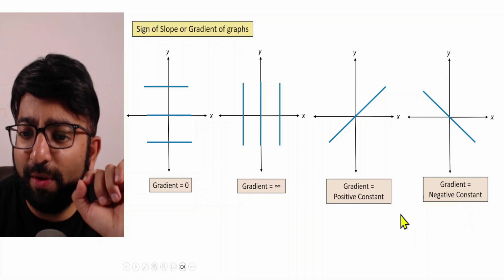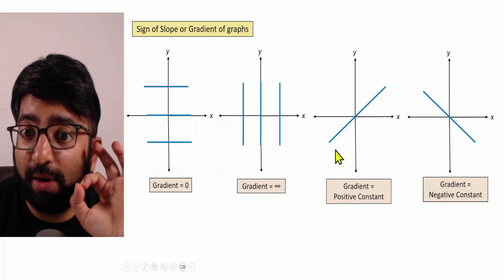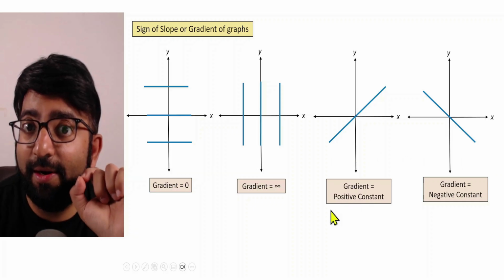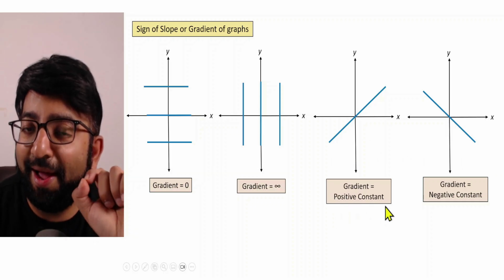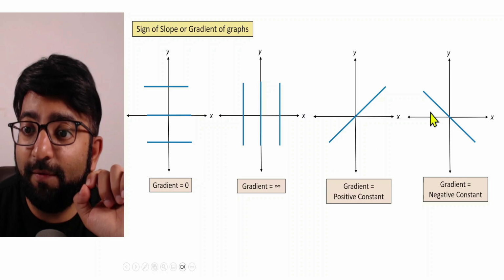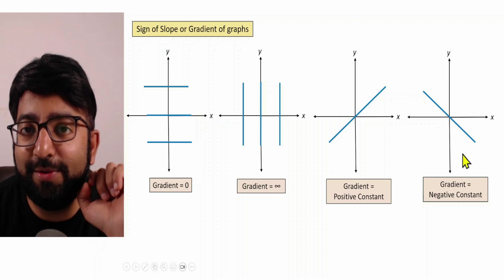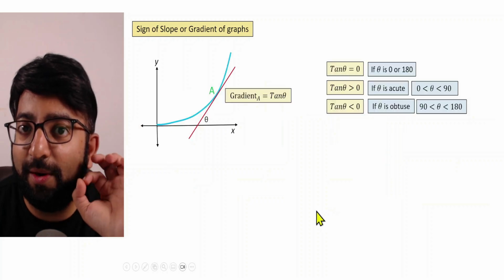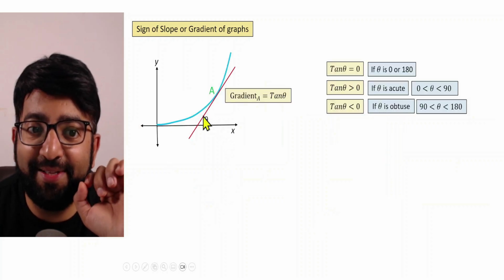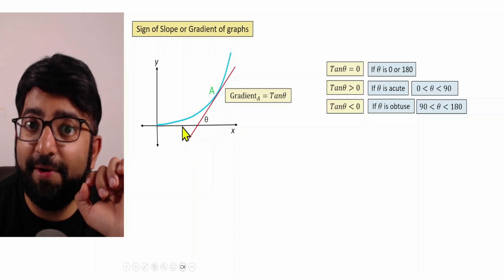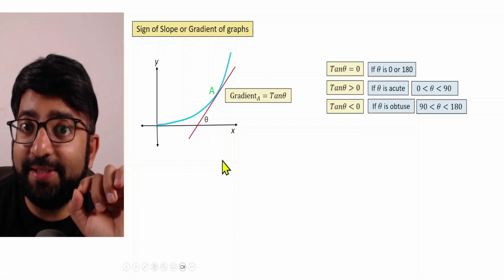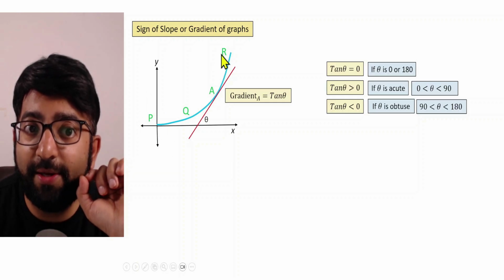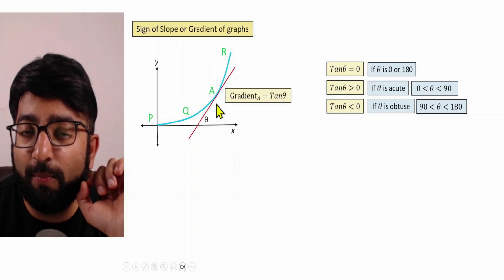And why is the gradient constant in both these cases? Because the graphs are straight lines. And whenever graphs are straight lines, the gradient will always be a constant. But the catch here is it could be either positive or negative depending on how the line is drawn. So all of this was straight line graph analysis. But what if we don't have a straight line? Let's say the graph is a curve like we discussed earlier. Now, in this case, let me label various points. P is on the extreme left, R on the extreme right, and A and Q are the middle points.